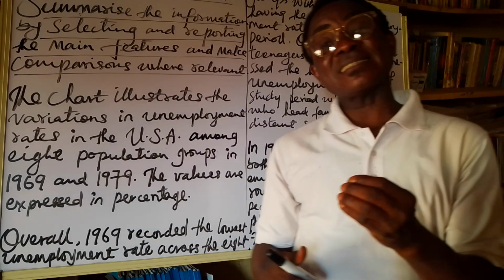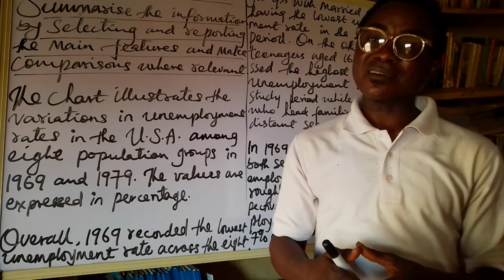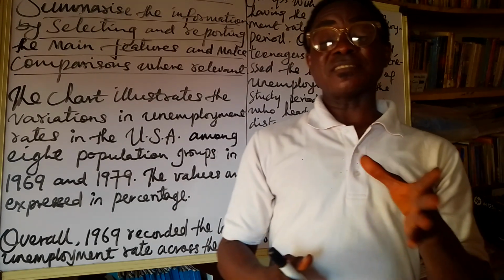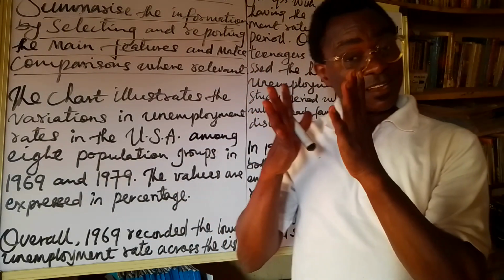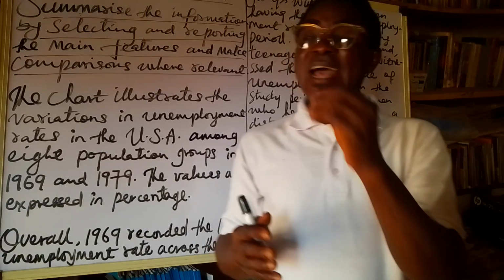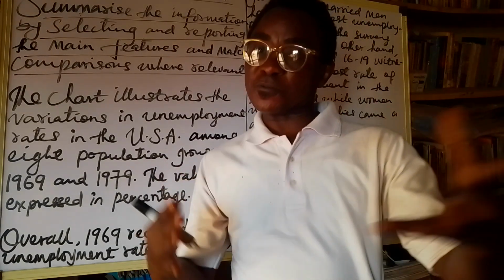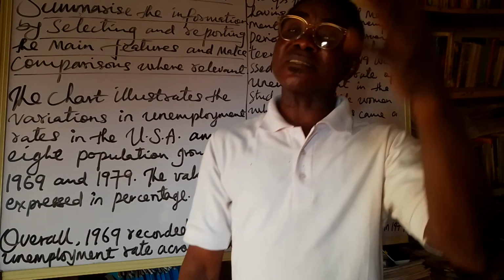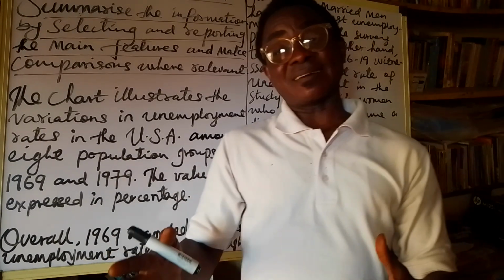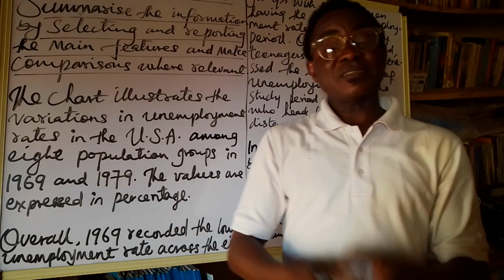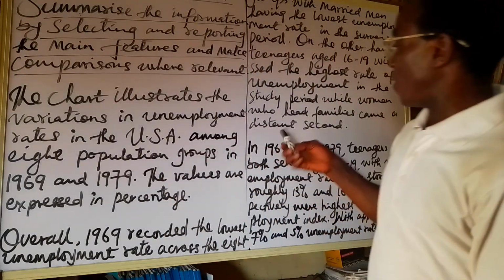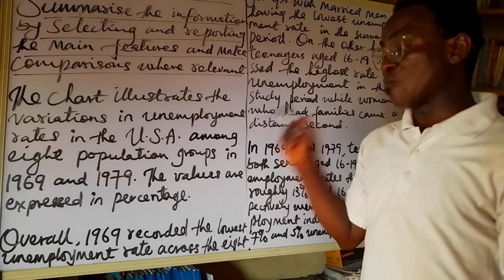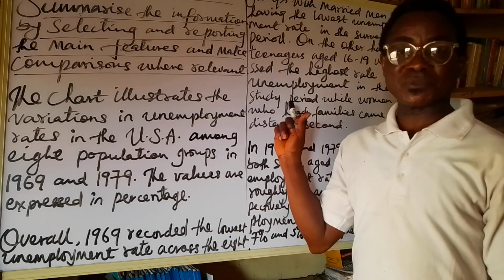And then that the highest rate of unemployment within the period occurred among boys and girls, that's teenagers, aged 16 to 19. Another extreme value, highest. And that this highest record was distantly followed by women who were heads of families. They came a distant second in the rate of unemployment during the survey period. We have said all this without quoting any figure. That is the way the second paragraph is written. That is the overall we are talking about.